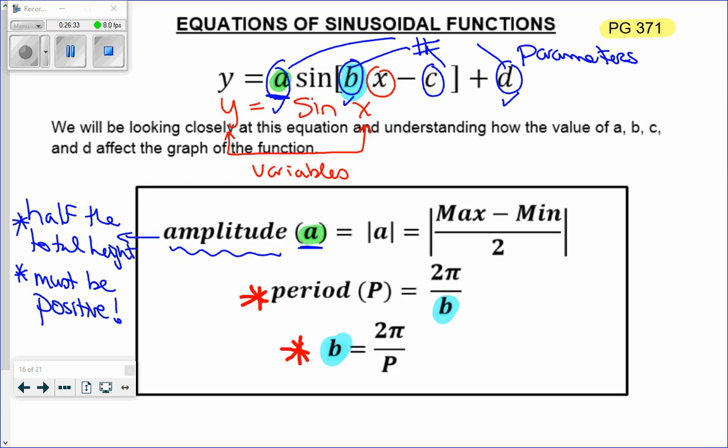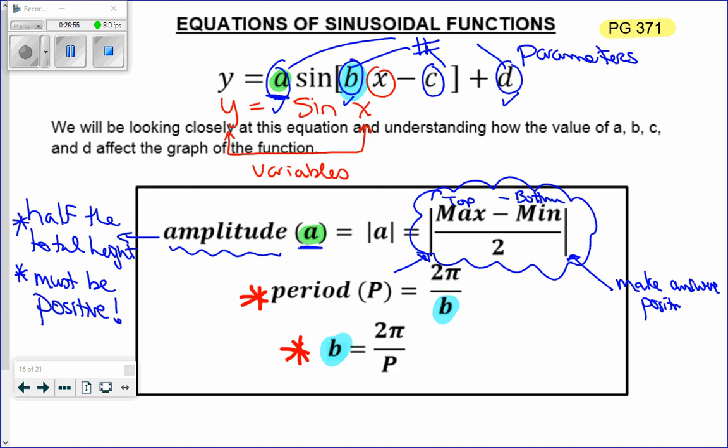Now, this is the fancy way of finding amplitude. Max means the top, min means the bottom. What these two lines here mean, it just means make the answer positive. It has a proper math name, but I'm not going to tell you what it is. Just make the answer positive. Now look, I'm not a big fan of formulas, especially when I have to memorize them, because that's not on your formula sheet. I would prefer you to think of it as half the total height.